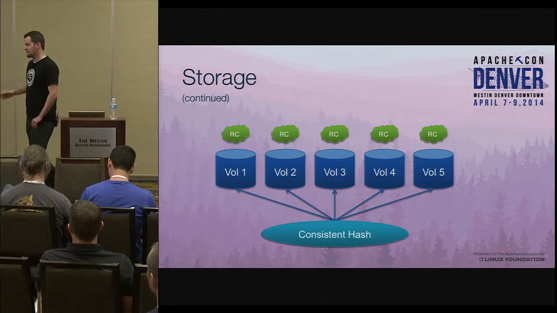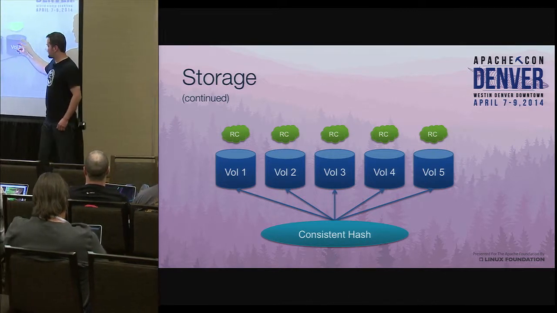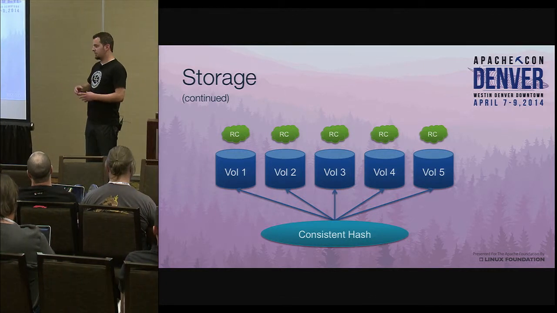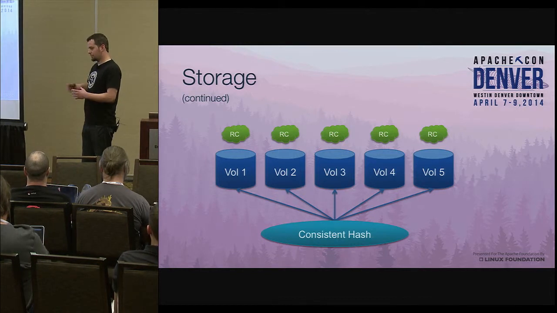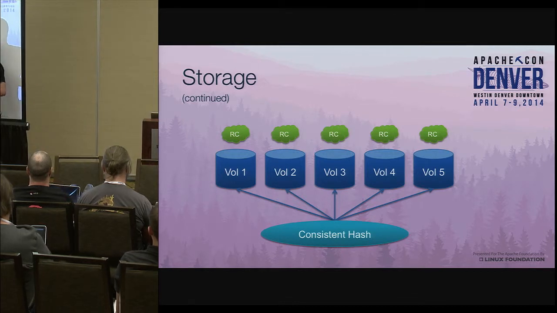And so the consistent hash, I'll explain that real quick too. Basically, some identifier for each device is hashed and converted to a numeric value. And then when you go to look up an object, that object identifier is also hashed. And then you try and find the one that has the closest proximity to that value.